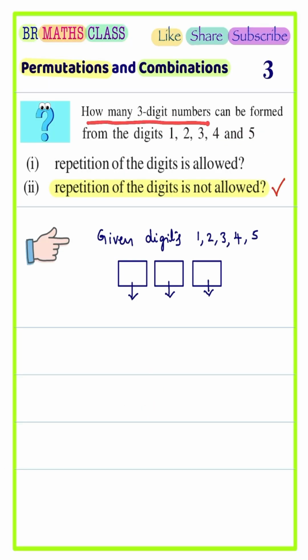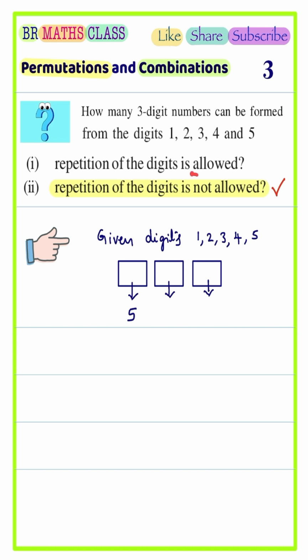How many 3-digit numbers can be formed using the digits 1, 2, 3, 4, 5 when repetition of digits is not allowed? To form a 3-digit number by using given digits, here I have taken 3 boxes. Now, as we have 5 digits here, the first box can be filled in 5 ways. We can fill the first box with 1 or 2 or 3 or 4 or 5. So, the first box can be filled in 5 ways.